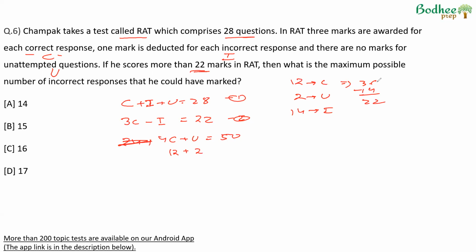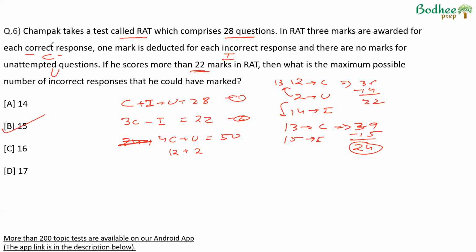We want to increase the number of incorrect questions. So what we do is, out of these 2 unattempted, we make one answer correct, so this becomes 13, and we make one of the answers wrong. And therefore, if you have 13 correct responses and 15 incorrect responses, in this case, the score will be 39 minus 15, which will be 24. That is the only possibility of the score being above 22 with maximum incorrect responses. Hence, 15 becomes the answer.